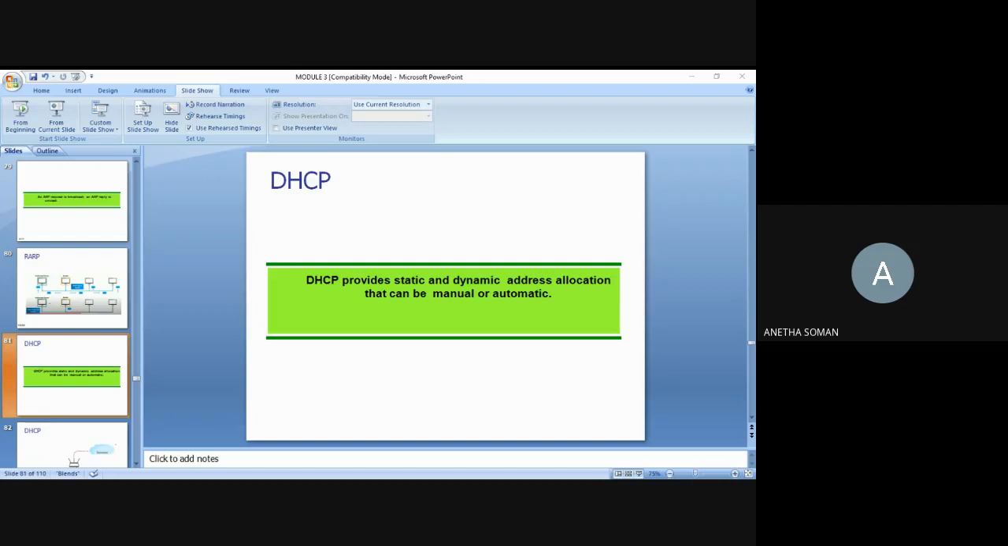A static IP is the way the user assigns the IP address to the computer manually. When you open your system and go to the network configuration, to the TCP/IP properties, and set it, the user is setting the IP address manually on the device. That way of addressing is static IP addressing.